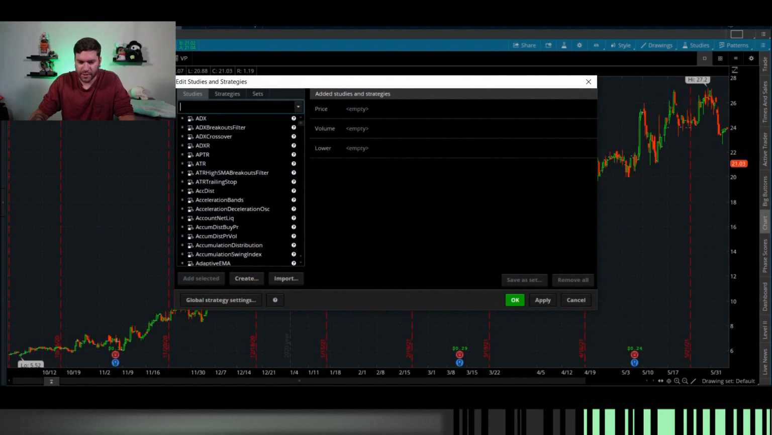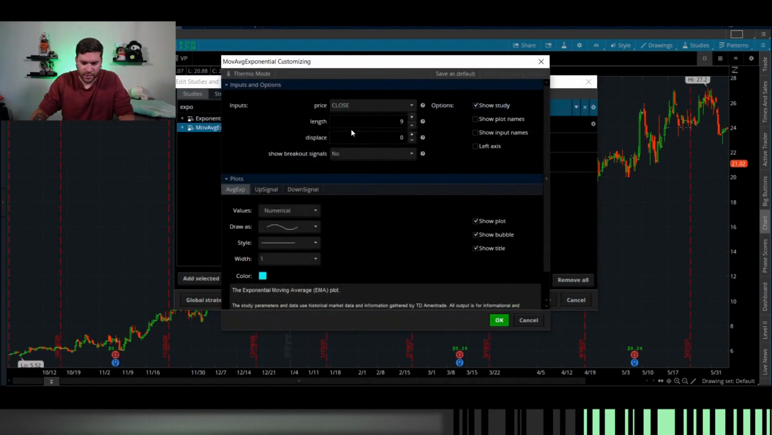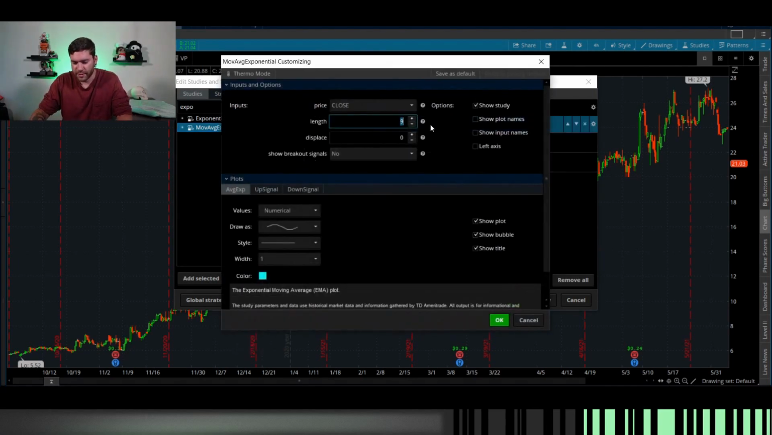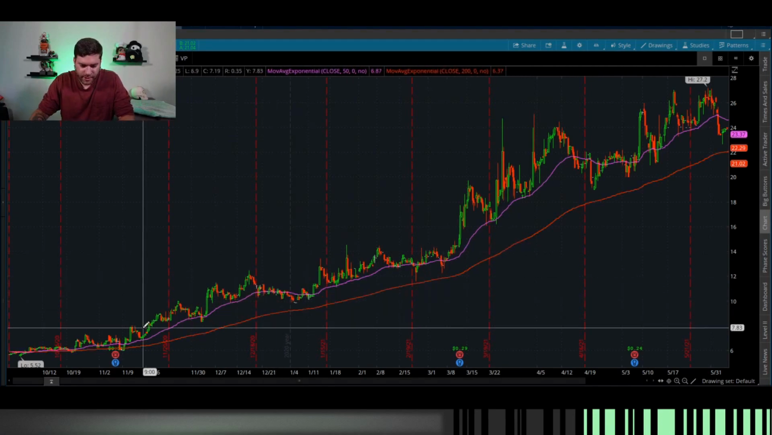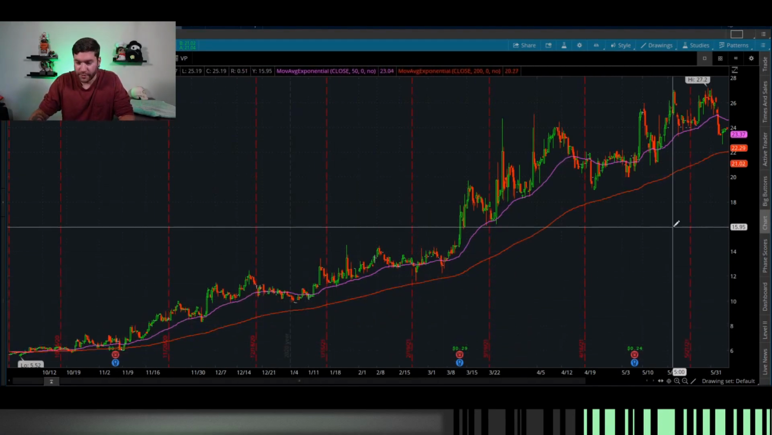So let's go to studies, edit studies, exponential moving average. We're going to add 2. Again, let's make a 50 and a 200. The 10, again, is good for short-term movements. It's fine to use, but for these kinds of things, the 50 and 200 are mightily more important. Apply those, looking good. We can see on this time frame, the 200's been hit once, twice, and that's it.